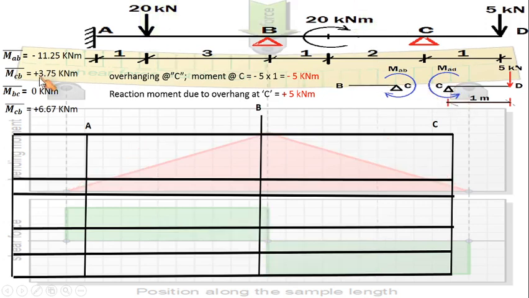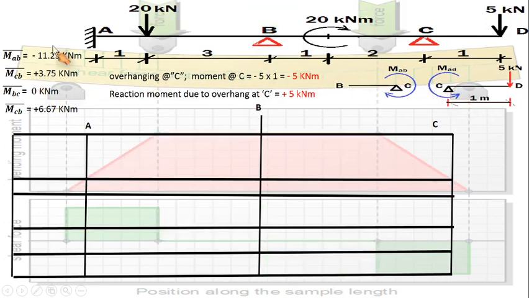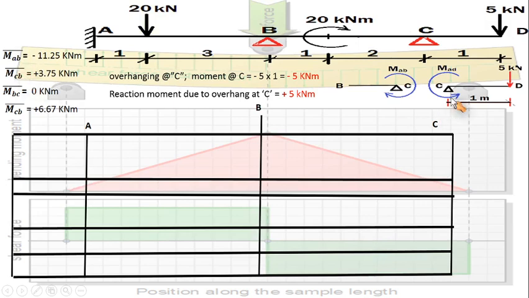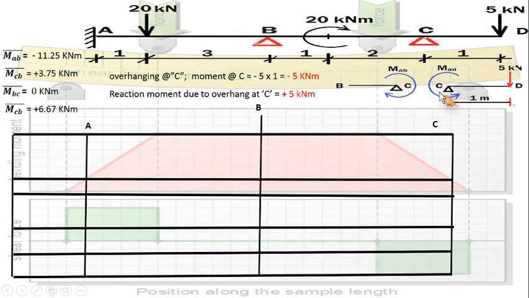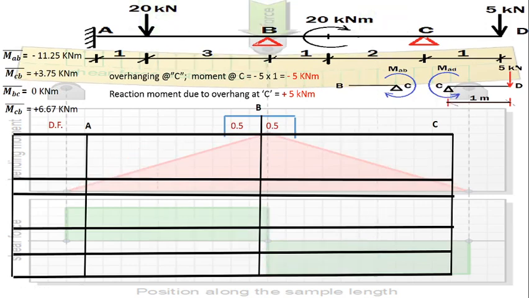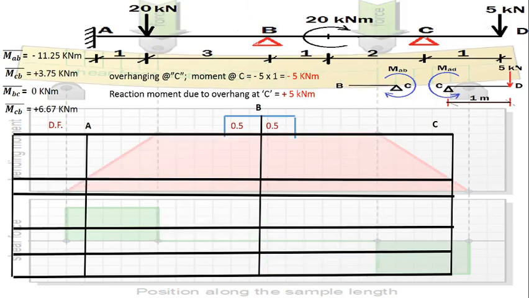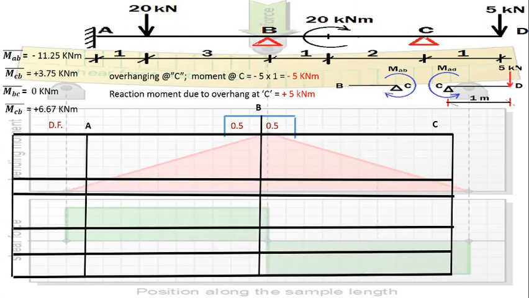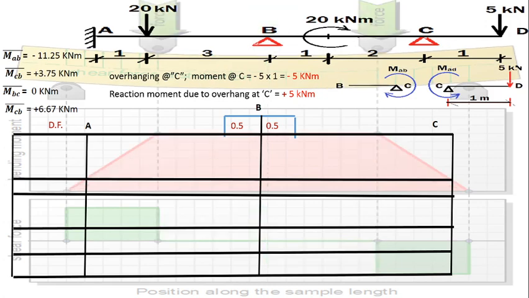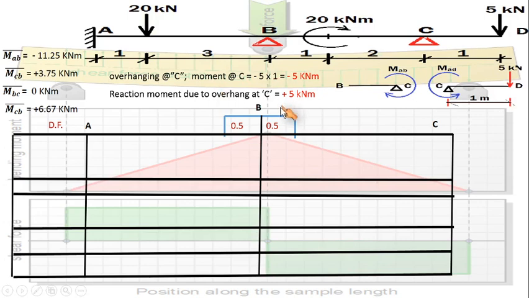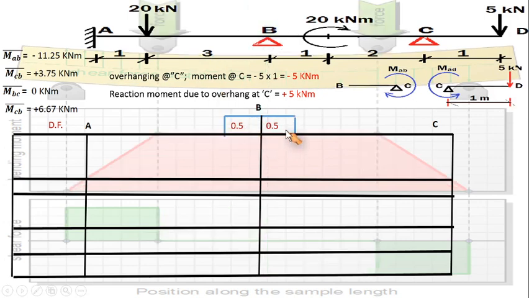Is it okay? So after finding out all these various fixed moments and the overhanging moment, we will substitute them in this particular figure one by one. So first is the placement of the distribution factor. Here B is the joint where two members are meeting. So here I have shown 0.5 and 0.5.